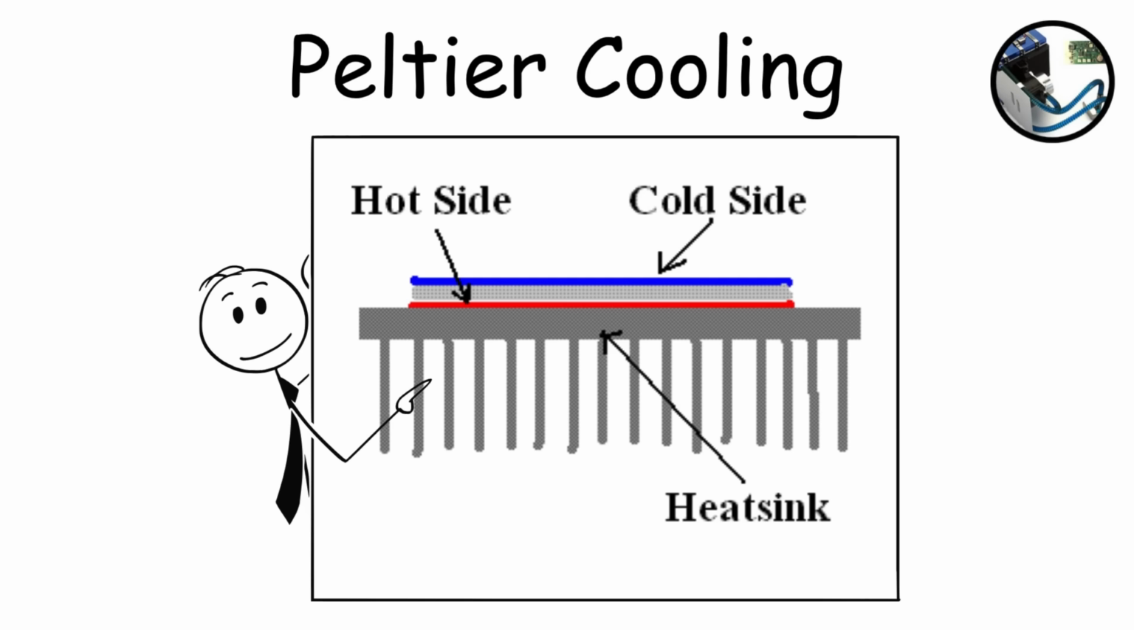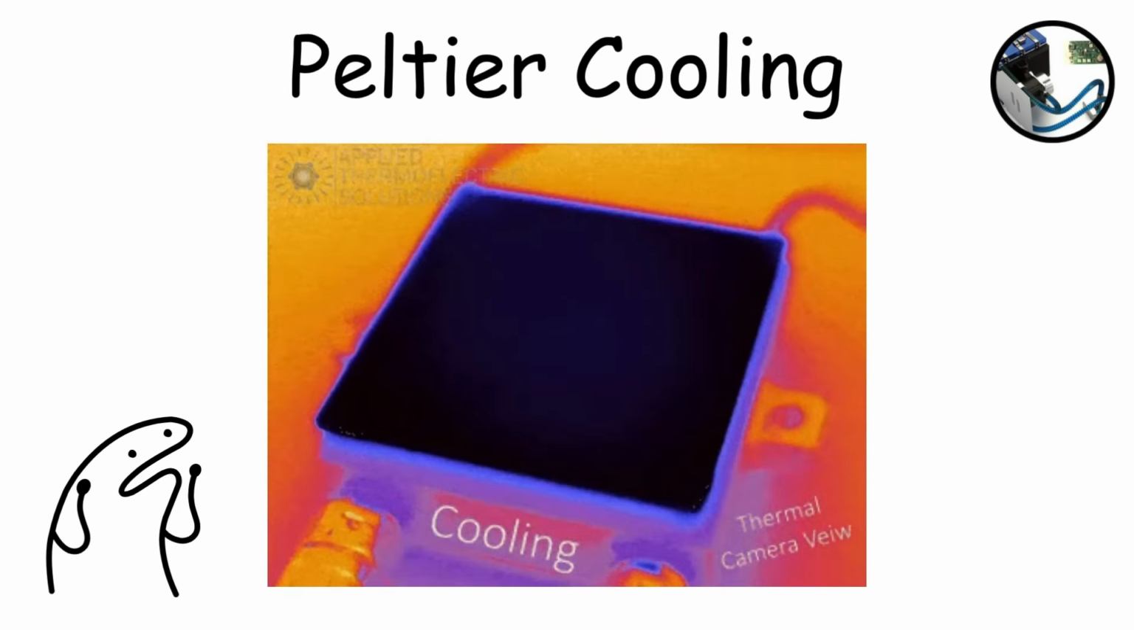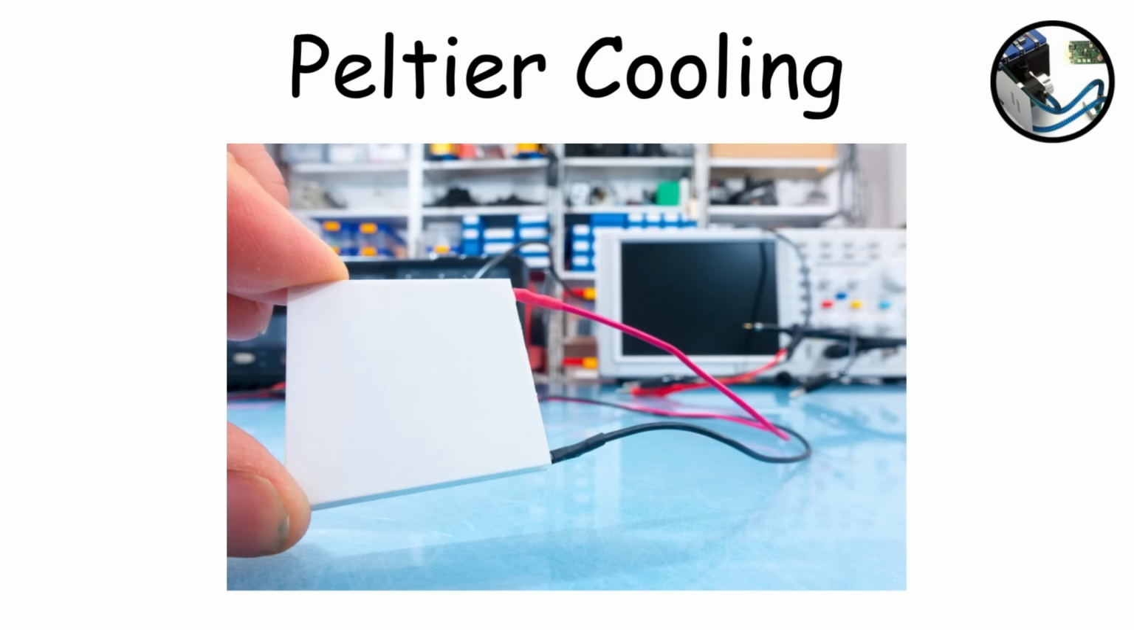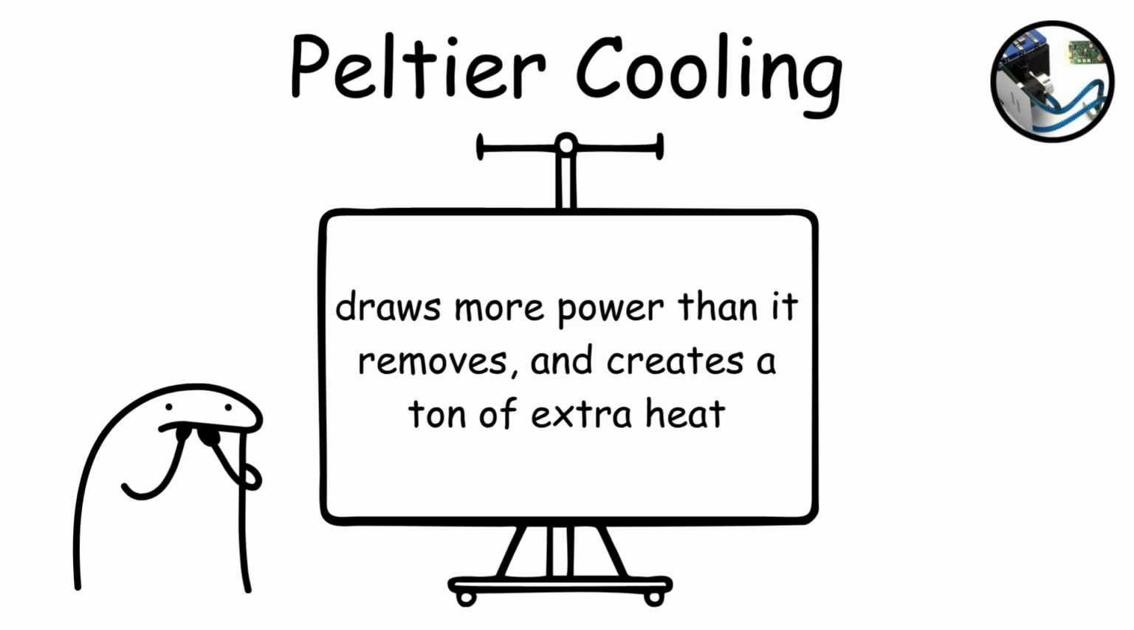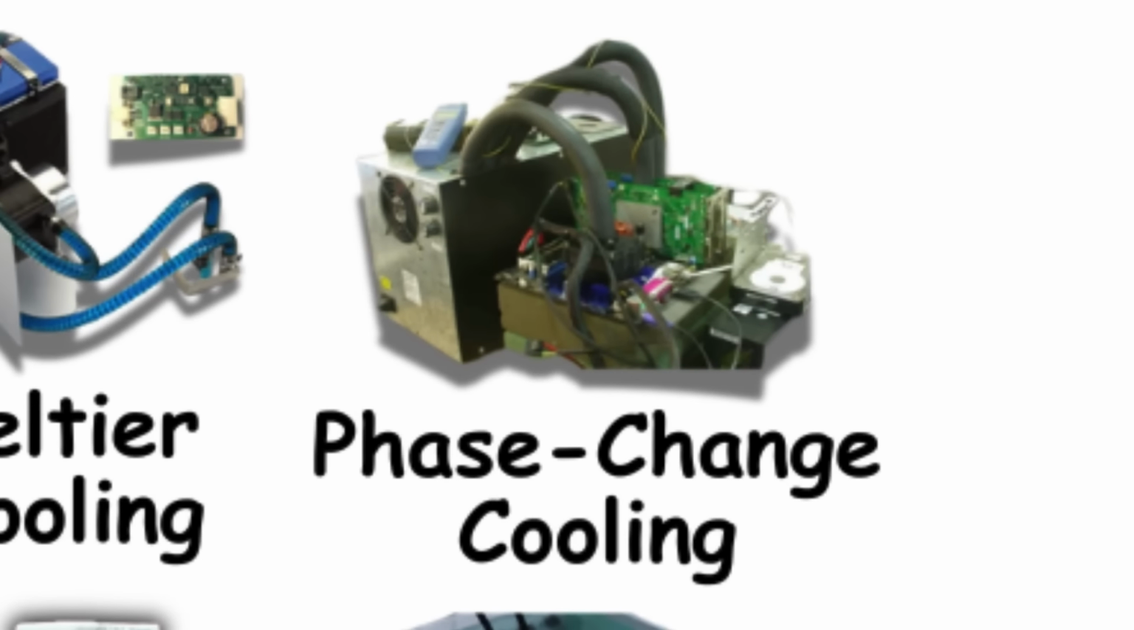before overheating quickly. Peltier cooling can reach sub-ambient temperatures, which sounds great for overclocking, but the downside is that it is highly inefficient, draws more power than it removes, and creates a ton of extra heat. It's rarely seen in everyday builds, but still used in niche setups where silence or temperature control matters more than power draw or simplicity.